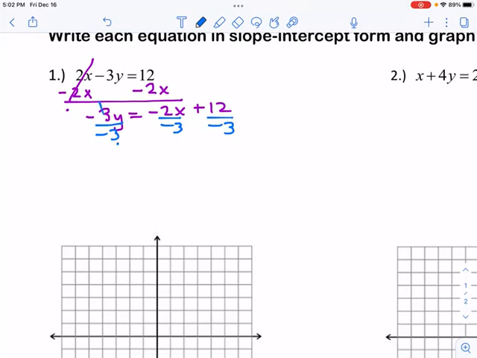When we do that, now we've got y is equal to negative 2x divided by negative 3. A negative divided by a negative becomes a positive. So we've got 2/3 x. And 12 divided by negative 3 is a negative 4. Now it's in the form of y equals mx plus b.